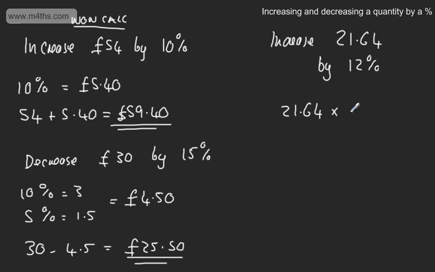21.64 times by my multiplier, which is 1.12. We would put that through a calculator, and that would increase it. If I wanted to decrease it now by 12%, I'd have 21.64 times by 0.88. This is increasing by 12%. This is decreasing by 12%.